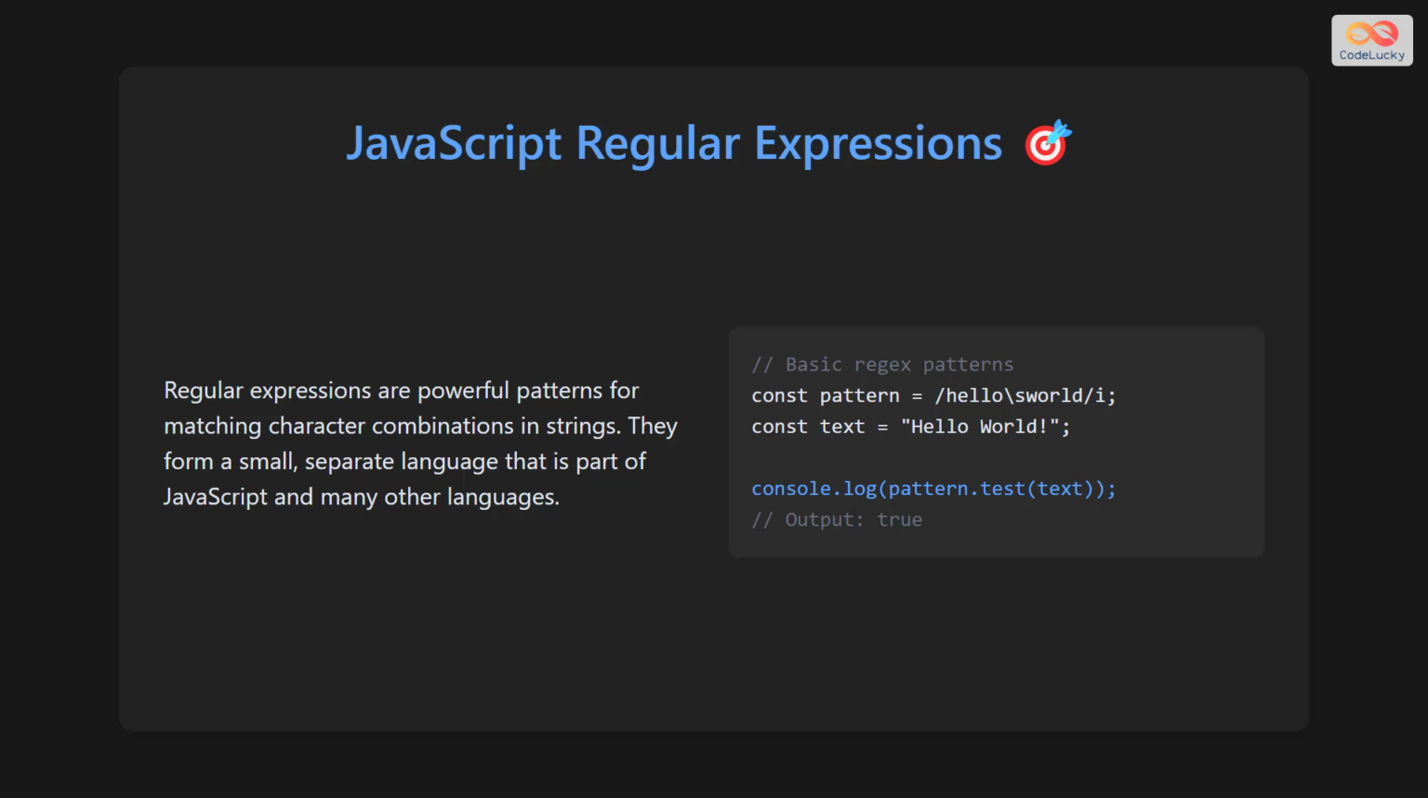The i at the end indicates case-insensitive matching. We then define a text string, hello world. The test method is used to check if the pattern exists in the text. The output of the test method is a Boolean value, true in this case since the text contains hello world, irrespective of the case. Thus, it demonstrates the basic usage of regular expressions in JavaScript.